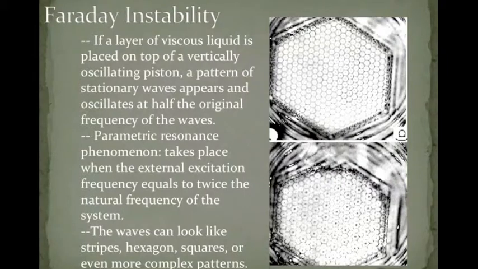What's interesting about this, though, is that it oscillates at half the original frequency that it went onto the surface of the liquid in. And this brings us into talking about something called the parametric resonance phenomenon, and it takes place when the external excitation frequency is equal to twice the natural frequency of the system. So that's an absolutely incredible thing that happens in nature. And we see that the waves look like stripes, hexagons, squares, and sometimes can even be more complex patterns.